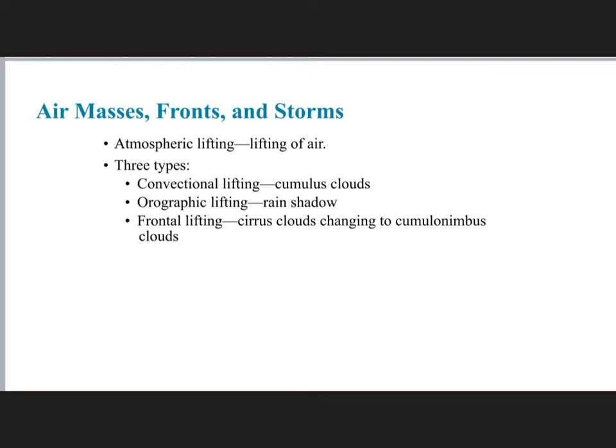Now, one of the great indicators of different types of weather are, of course, clouds. And in order for clouds to occur, the air has to be lifted upward. There has to be what we call atmospheric lifting, the lifting of the air. And there are three different ways that you can get atmospheric lifting. There's what's called convectional lifting, there's what's called orographic lifting, and then there's what's called frontal lifting. And we want to take a look at these.